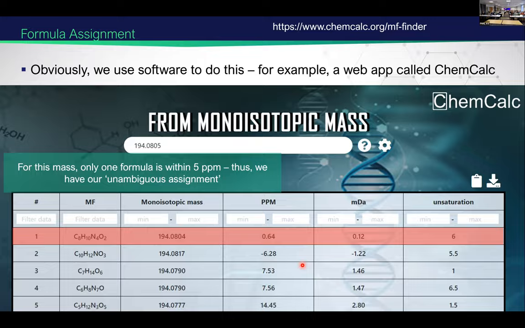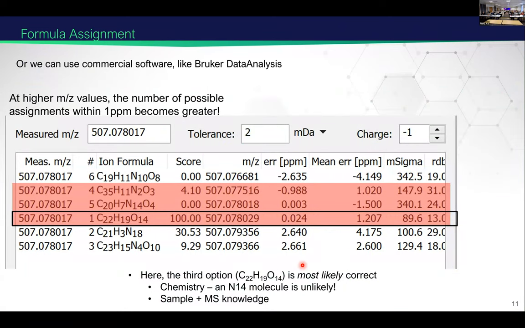But if we go to a bigger mass, and this is a screenshot from a different program, Bruker's Data Analysis software, for this mass of 507, there are actually 3 possible chemical formulas within 1 ppm. Now, if you look at these and you're a chemist, you might immediately want to rule out the middle one. It's got 14 nitrogens and 7 hydrogens. It looks incredibly condensed and probably quite explosive. So it's not likely to be in our system, despite the fact that it actually has the smallest error.